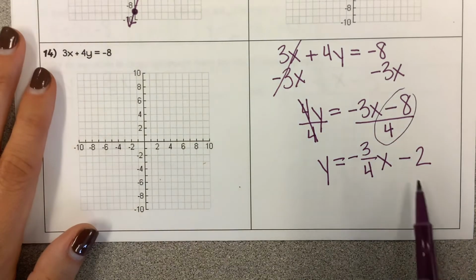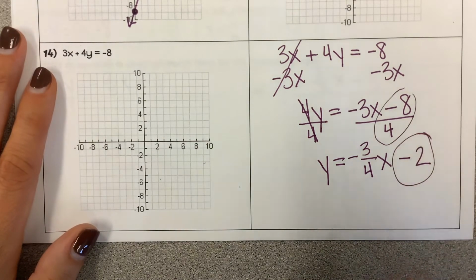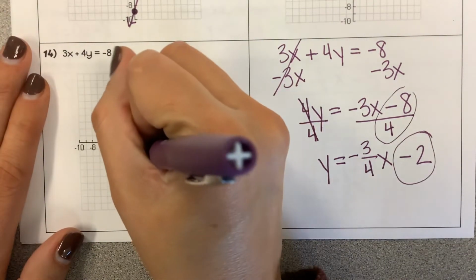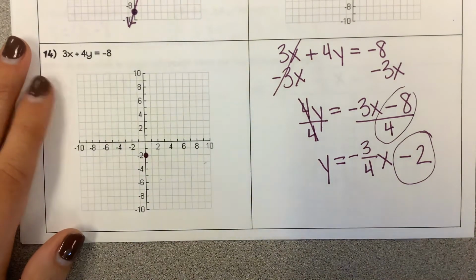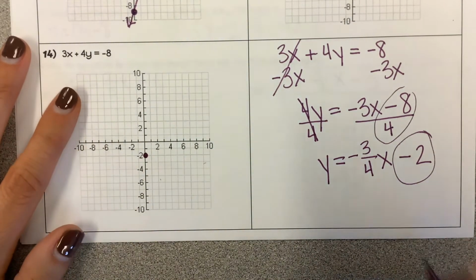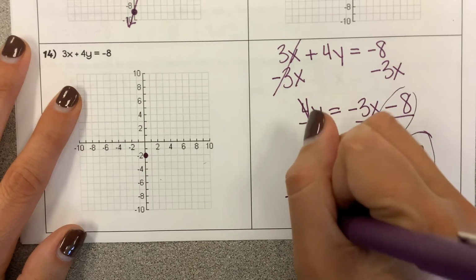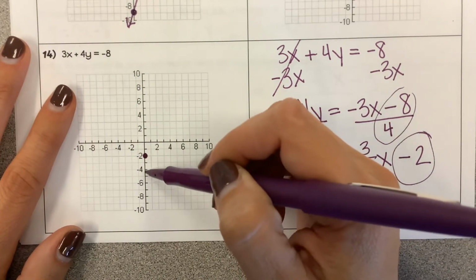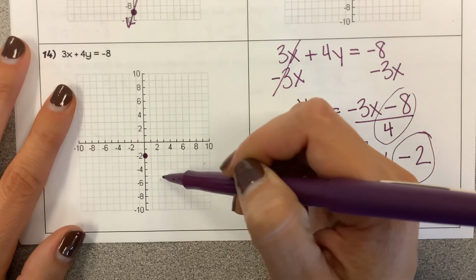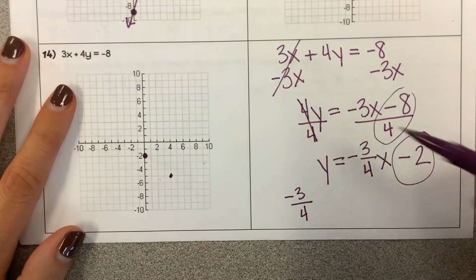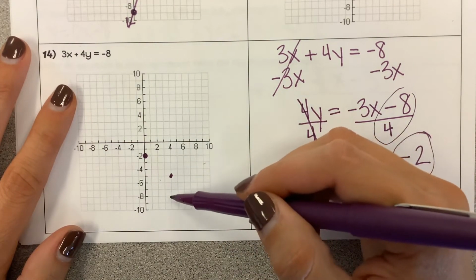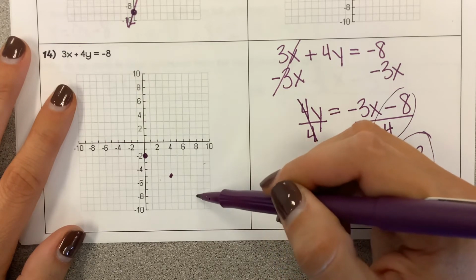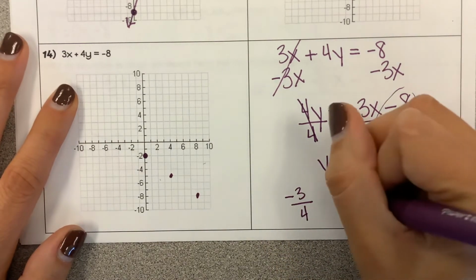And let's go ahead and plot that. We've got our intercept right here at negative 2. And then our slope, negative 3 fourths. I'm going to do it as negative 3 over 4. So that means I'm going down 3. 1, 2, 3 to the right 4. 1, 2, 3, 4. Keep going. Down 3, 1, 2, 3, to the right 4, 1, 2, 3, 4. And let's do the reverse.